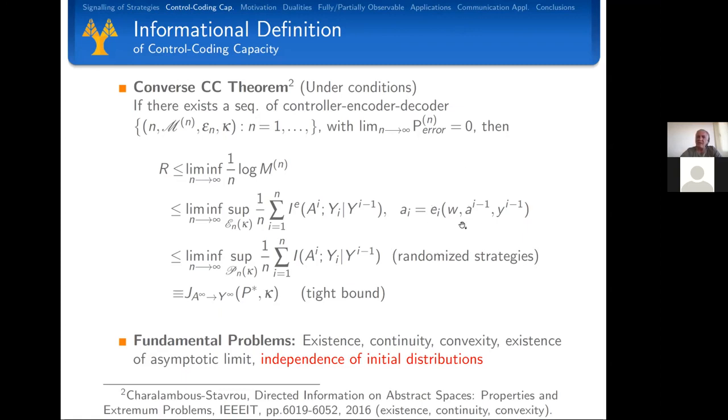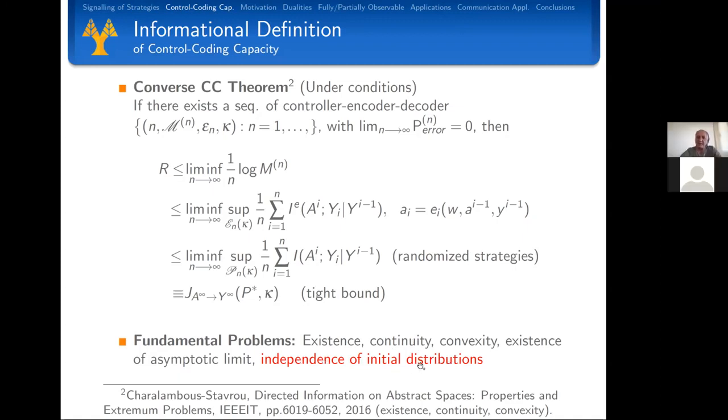So no longer does one need to take such encoded controller strategies. And this gives you an upper bound. Now, of course, there are certain technical issues one has to be careful with. One is the issue of existence of the supremums. Since you are taking a supremum, one needs upper semi-continuity, but mutual information is lower semi-continuous, so one needs to prove also continuity. There are issues of convexity, existence of the asymptotic limit, and this part here that I put in red.